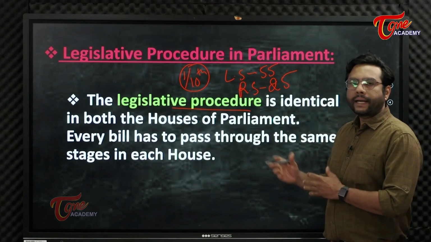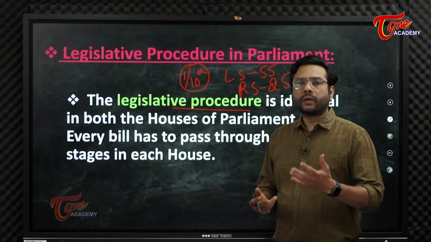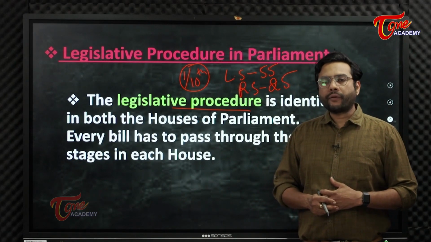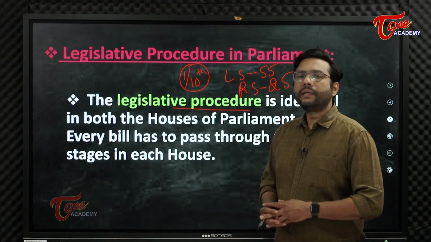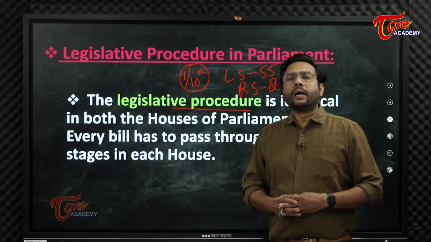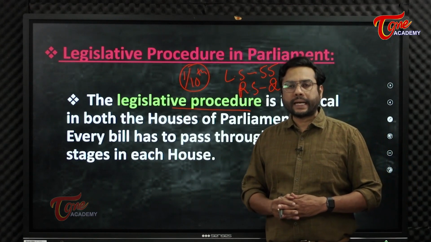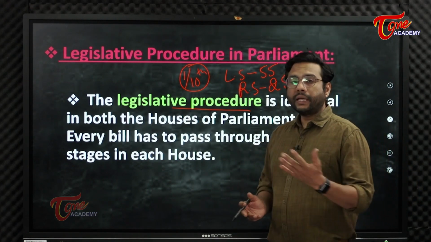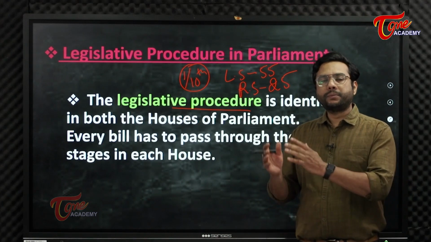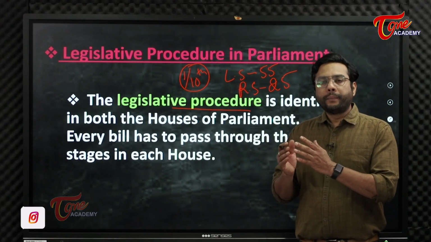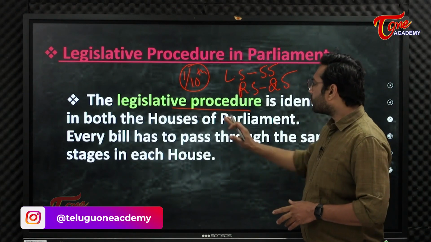So Lok Sabha, again, is presided over by the Speaker, and in the absence of the Speaker, we have a Deputy Speaker who presides over the Lok Sabha. And similarly in Rajya Sabha, we have a Chairman and Deputy Chairman who preside over Rajya Sabha. When we say Chairman, the Chairman is the Vice President of India. The Vice President of India will act as the Chairman of the Rajya Sabha.